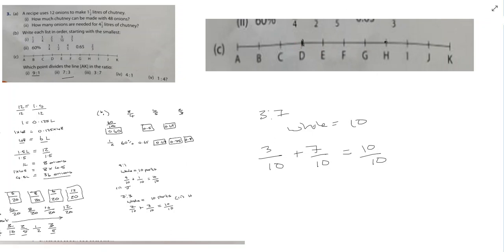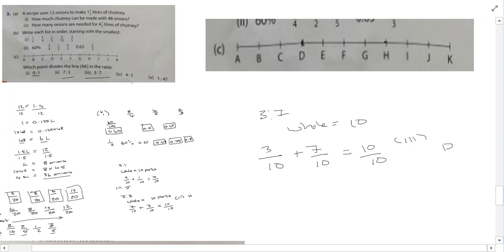we can see that on this side we have 1, 2, 3 parts. So we have the 3 parts, or 3/10. And on this side we have the 7 parts: 1, 2, 3, 4, 5, 6, 7. We have 7/10, and if we add the 2 sides together, you're going to have the full 10 out of 10 parts. So the answer to part 3 is D. Okay, so that's part 3.